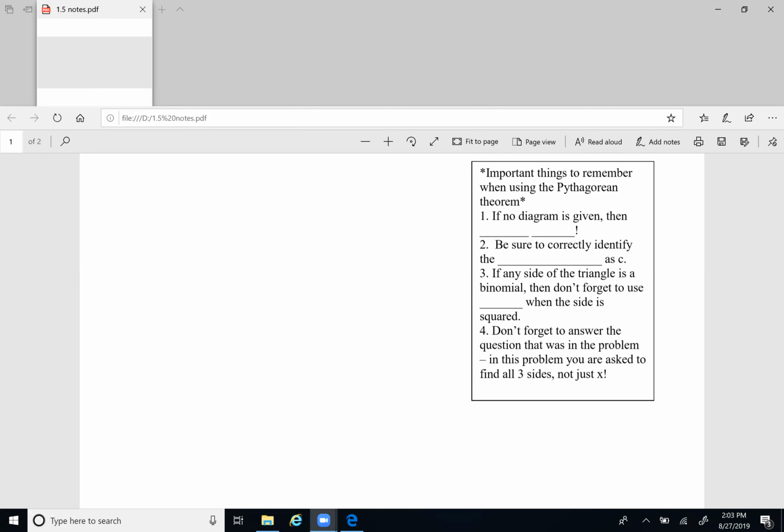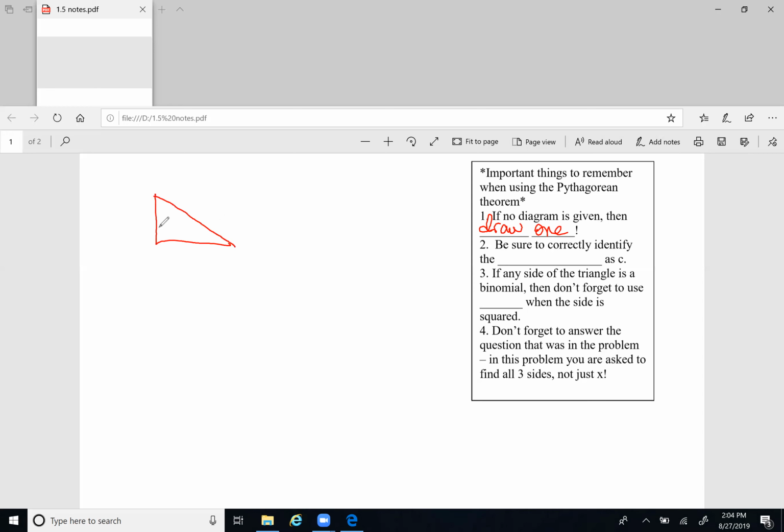Now, one of the things you want to be sure that you pay attention to is when you read a problem like this, if you recognize that there is a geometric shape mentioned that you're able to draw and it's not provided for you, then you're going to follow number one in this little box. If no diagram is given, then you want to draw one. So the first thing we're going to do is draw ourselves a right triangle.